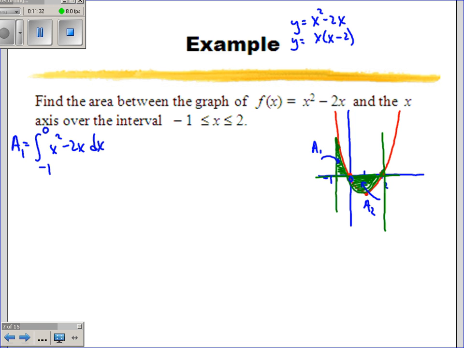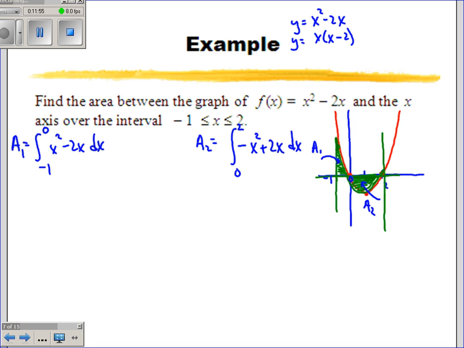Okay. The A2, the part below the x-axis, because it's below the x-axis, I have to make it positive. So I'm going to make it negative x squared plus 2x. I'm multiplying through the function by -1. And that's going to make it a positive value. So then from 0 to 2 is the interval that area falls between.